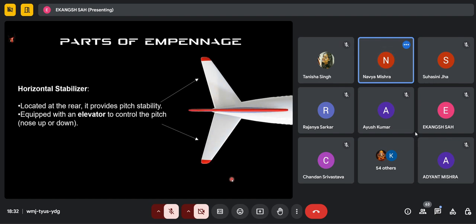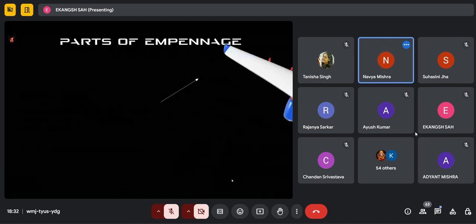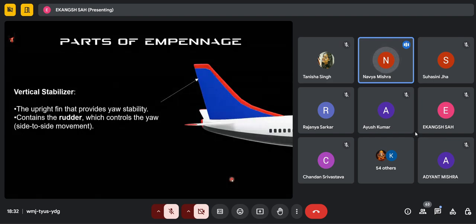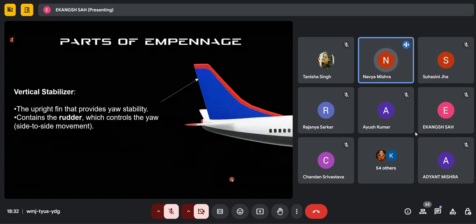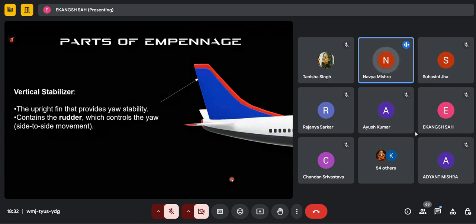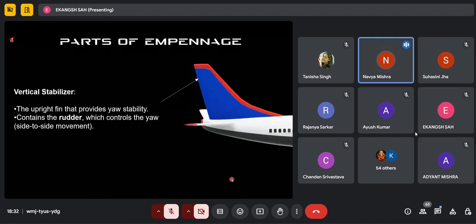Next slide. The vertical stabilizer is located at the upright fin, and its function is to provide yaw stability, and it is also responsible for side to side movement. It is also equipped with the rudder, and the main function of the rudder is to control the yaw motion. And as I told you, yaw motion is around the vertical axis of an aircraft. Now I would like to call Tanisha for the further explanation.